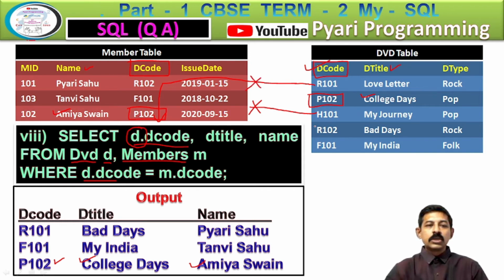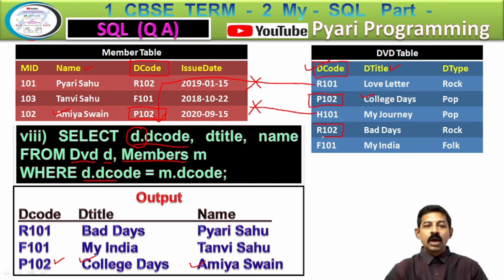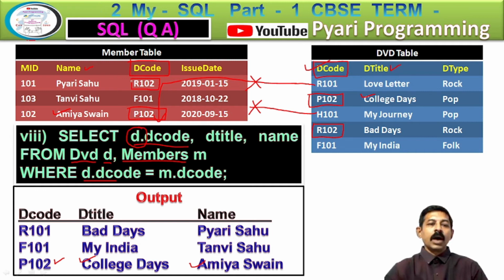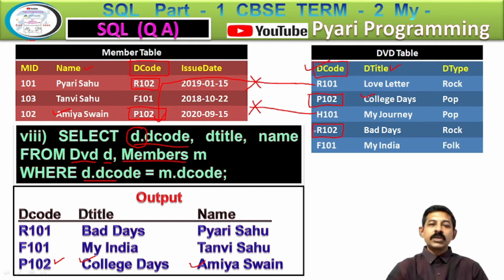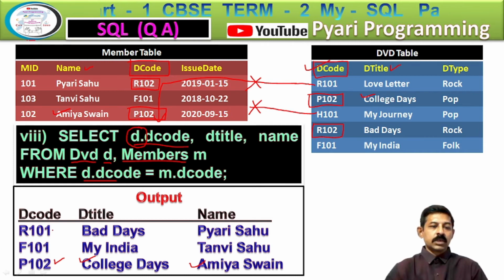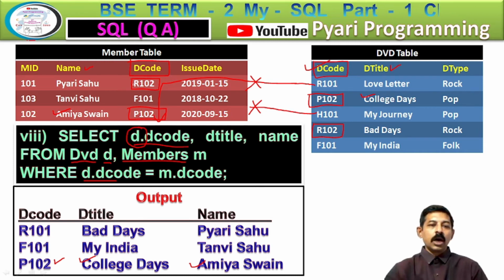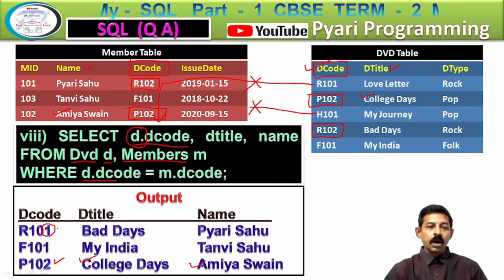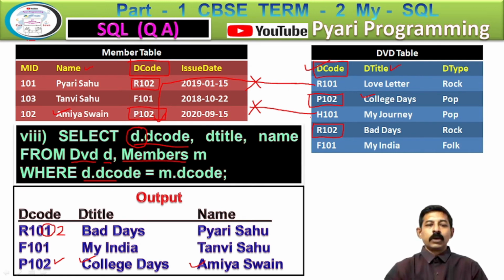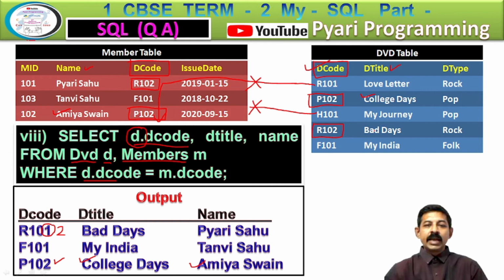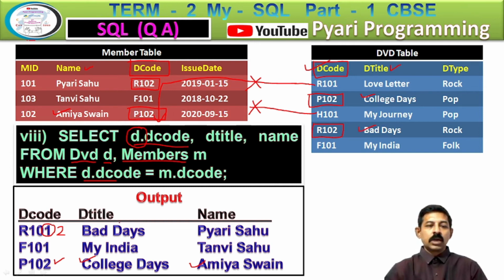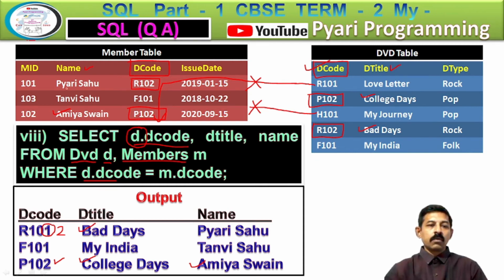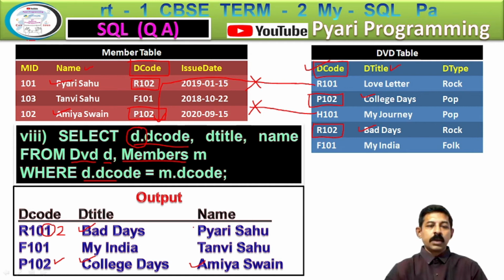Next, R102. Look at this, R102 is available. So that's why I will extract the information from the DVD table, first decode. So R101 is displayed. Sorry, R102, right? R102 will be displayed. It is wrongly displayed over here. It will be R102. Okay. Now after this I need D title. Your D title is bed desk. So that's why it is displaying bed desk. Now the name available over here for 102 is Pyari Sahu. So that's why it is displaying Pyari Sahu.